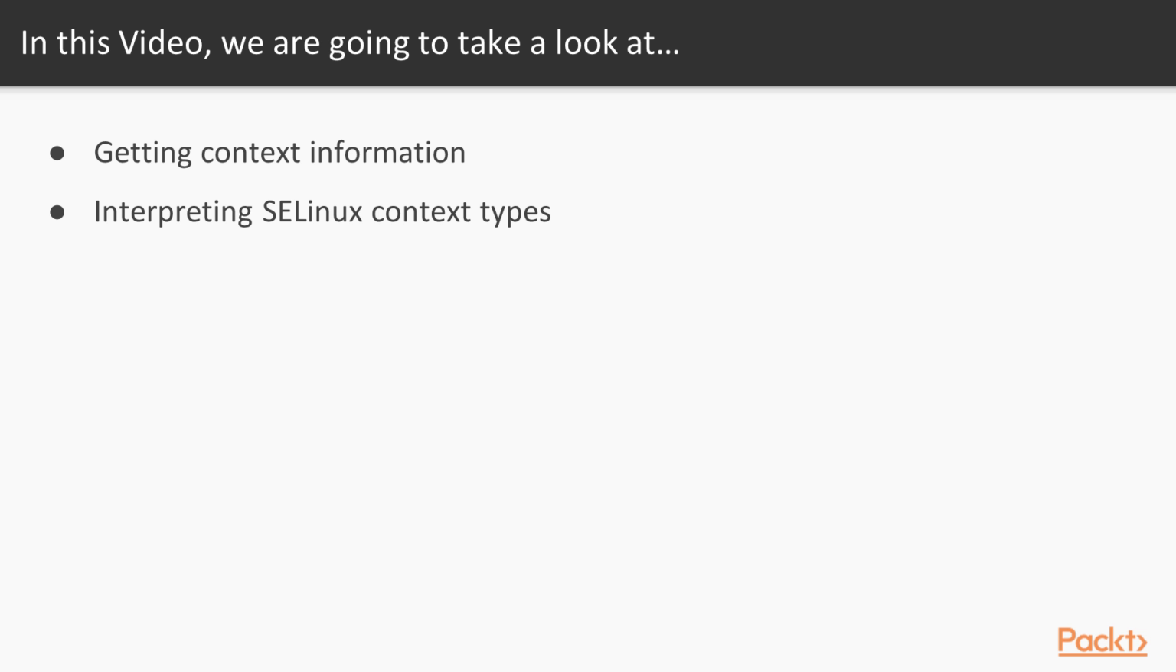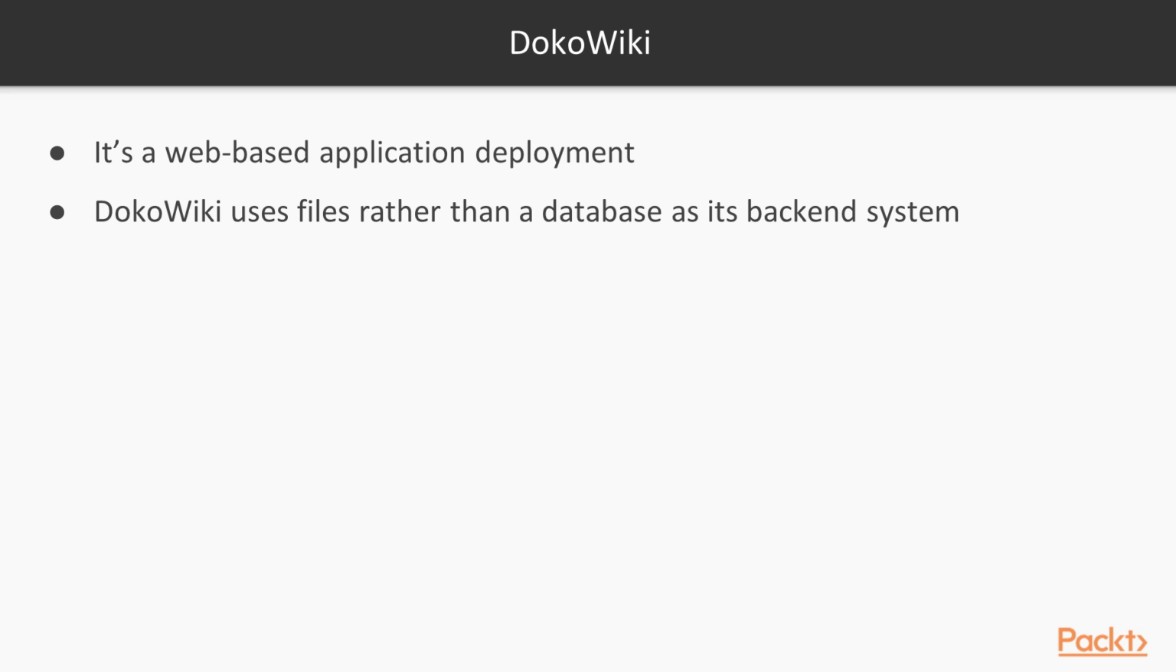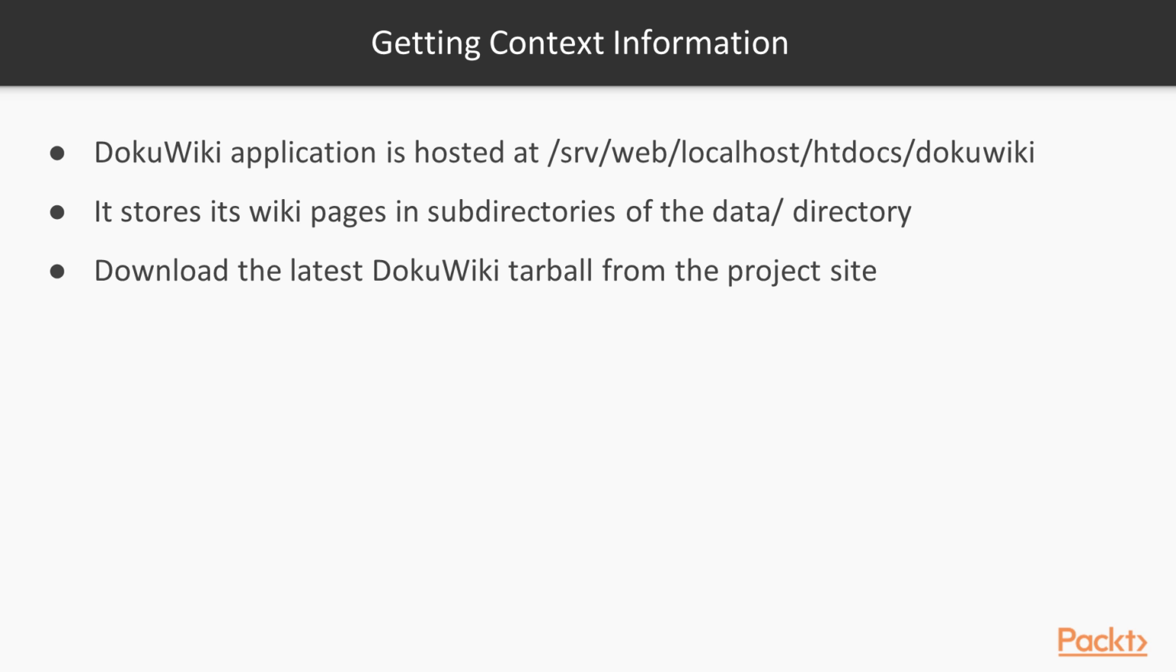In this video we'll learn how to get context information and interpret SELinux context types. When we work on an SELinux enabled system, gathering information about the contexts associated with files and processes is a necessary basic capability. We need to understand how these contexts are used in policies and what the applicable security roles and access controls are for a specific process. Throughout this section we'll be using a web-based application as an example, which is DokuWiki. This is a popular PHP wiki that uses files rather than a database as its backend system, and is easy to install and manage. So, let's start with getting context information.